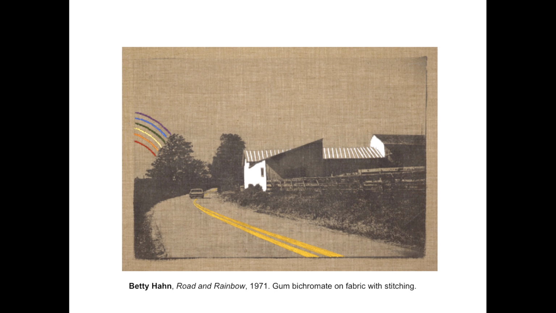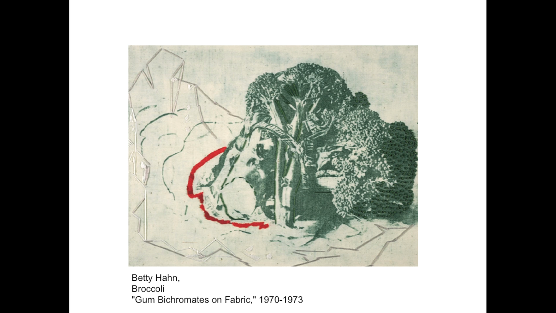Back to Betty Hahn, again my teacher in graduate school at the University of New Mexico. She did a whole series of photographs in the 70s that she printed with gum bichromate on fabric, as you see here, and then stitched on the fabric. So the black and white is largely the photographic element, and then the added color that you see with the rainbow and the stripes on the road, as well as the striation or stripes on the roof of the building, are all added via stitching.